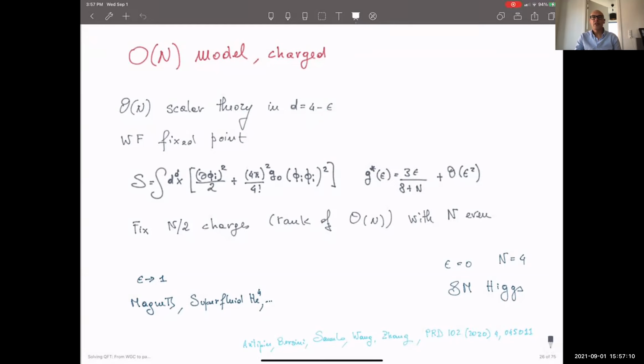And we know that in 4 minus epsilon dimensions, there's a fixed point. The action is trivially written like that, since the dawn of particle physics, effectively. And this is the one-loop fixed point, the infrared fixed point. And now, as Domenico, Susanne, and many others did also earlier, you can just fix enough charges, because it's the rank of N. I'm choosing N to be even. And a little aside: for epsilon equal to 0 and N equal to 4, this is the standard model Higgs sector. Okay. And then for different epsilon, for epsilon going to 1, you have magnets, superfluids, helium-4, and so forth and so on. So what can we do here?